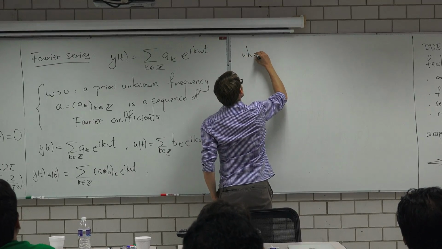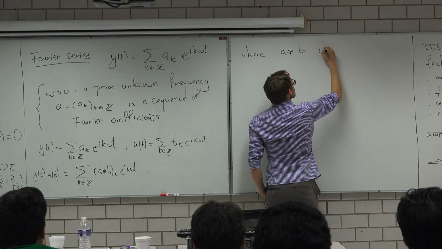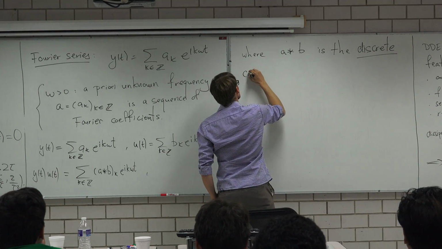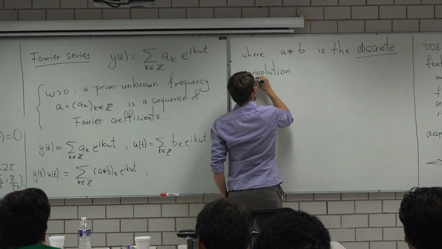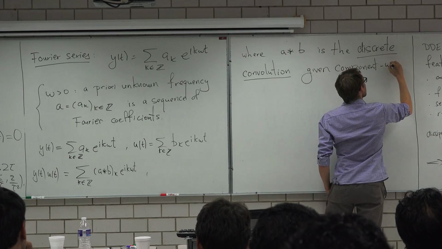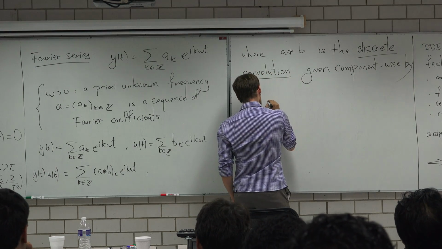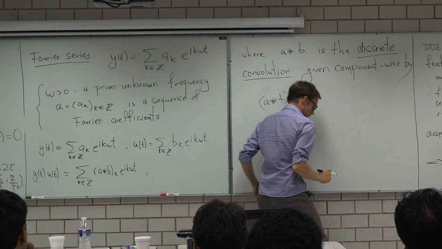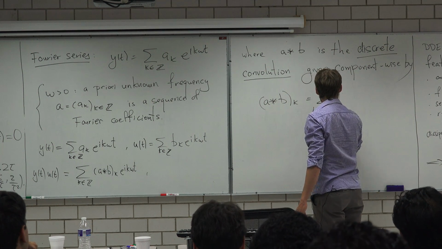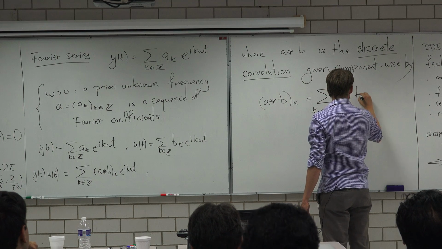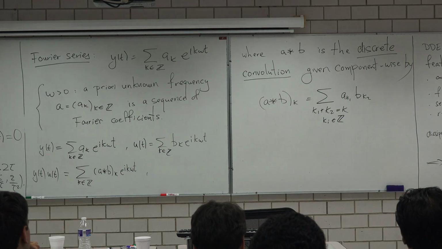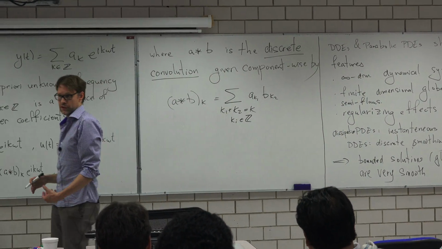So where A star B is the discrete convolution given component-wise by, so I have A star B. The component k is the sum over k1 plus k2 equals k of a sub k1 b sub k2, where in that case k1 and k2 are in Z.